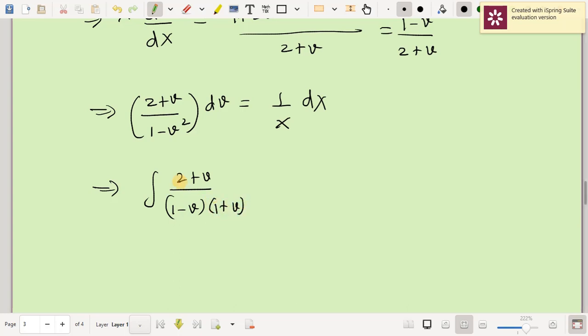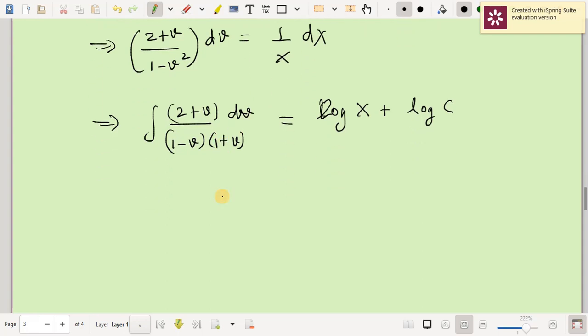So you cannot directly integrate this as it is, so we resolve this term into partial fractions so that we can write down the integral. The right side we can directly integrate: natural log of x plus, I'll call this log of c, the constant term. Again you will see that this is of the form a upon 1 minus v plus b upon 1 plus v, so it will again contain log. Let me call this equation star.